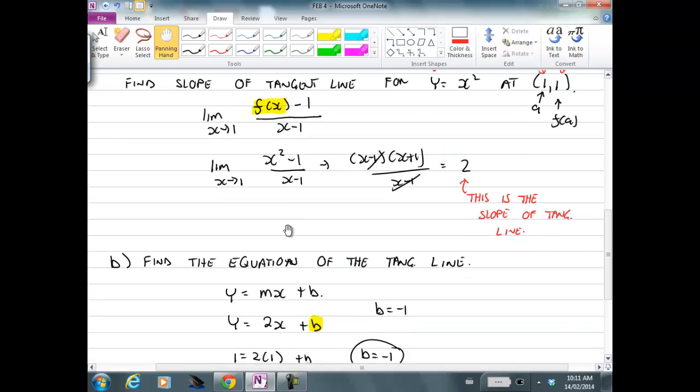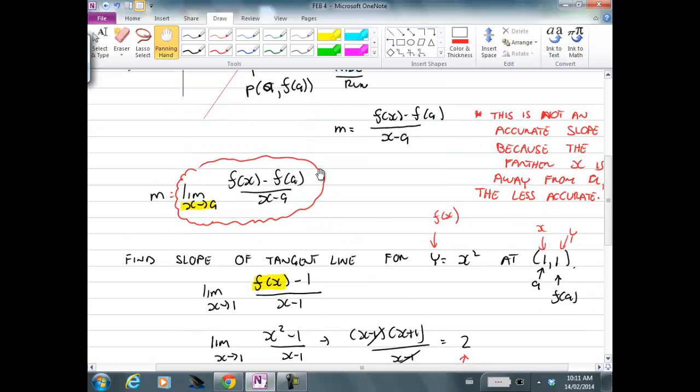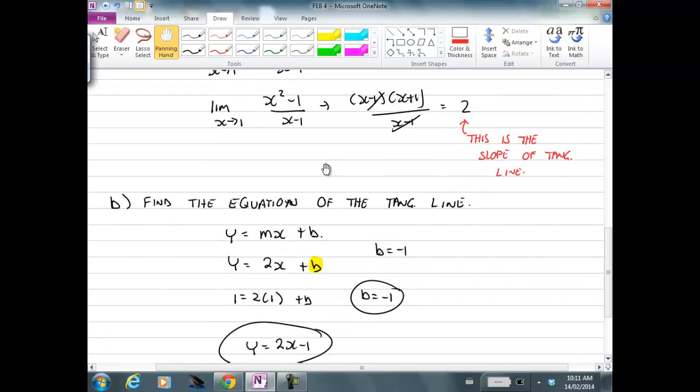And how did we do that? Well, we started with a simple concept. I started slow. I showed you how to find the slope. But the problem is the slope is not accurate unless x approaches a. And we just used that formula and got it to here.